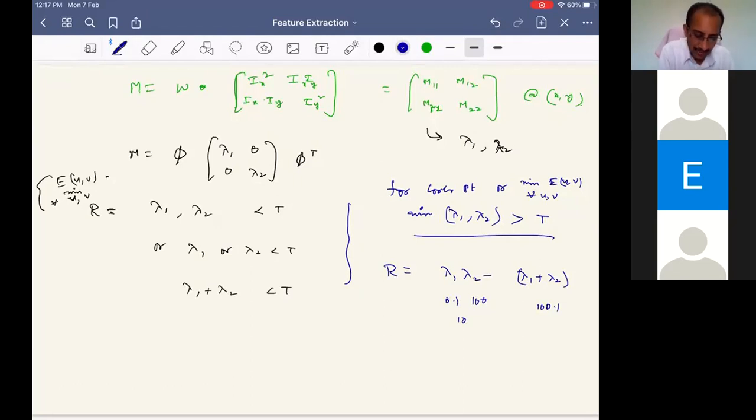So his measure is formulated based on the product of the eigenvalues and the sum of the eigenvalues. The advantage of formulating this is that there is no need to find eigenvalues now. The reason being, I know the matrix M anyway. I can find the determinant of matrix M minus k times the trace of matrix M, and use that simply to find the measure R. And if R is greater than a threshold, it is a corner point.